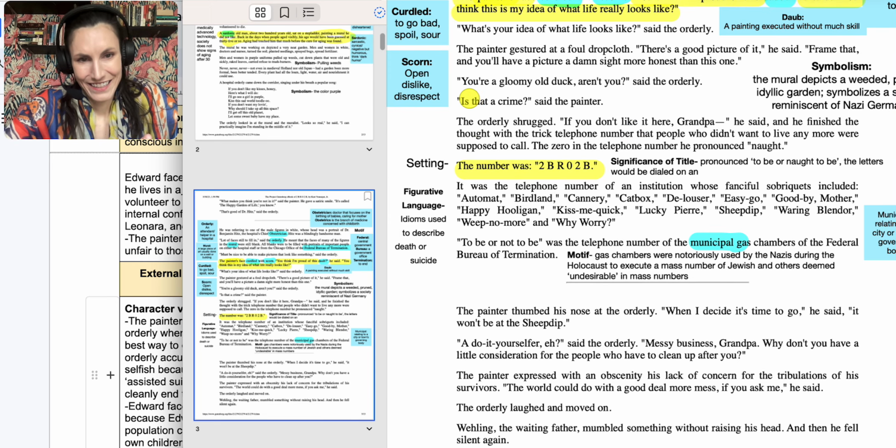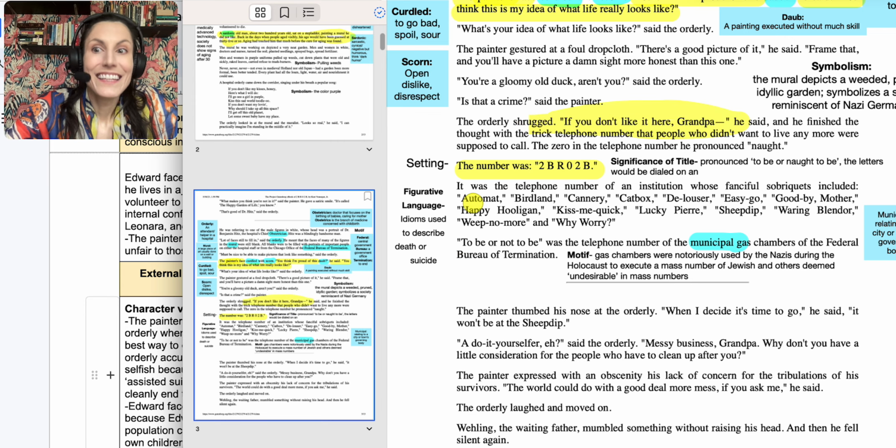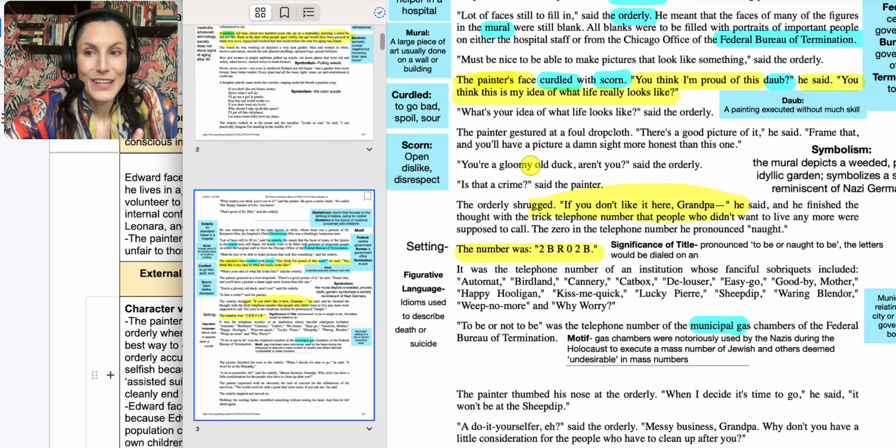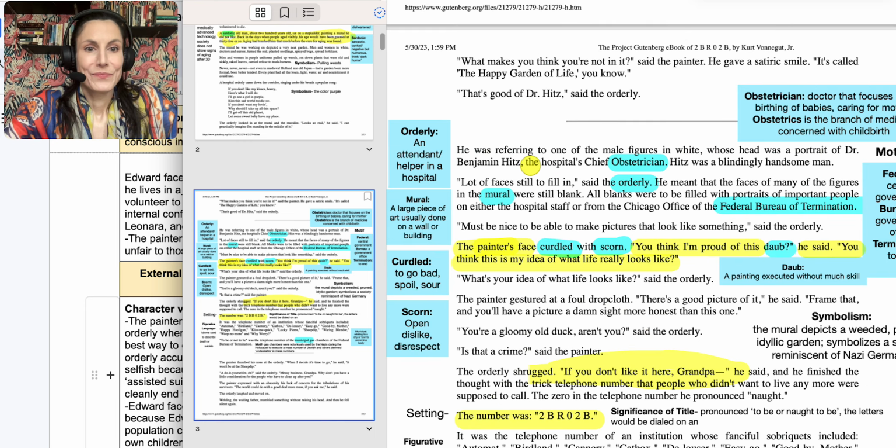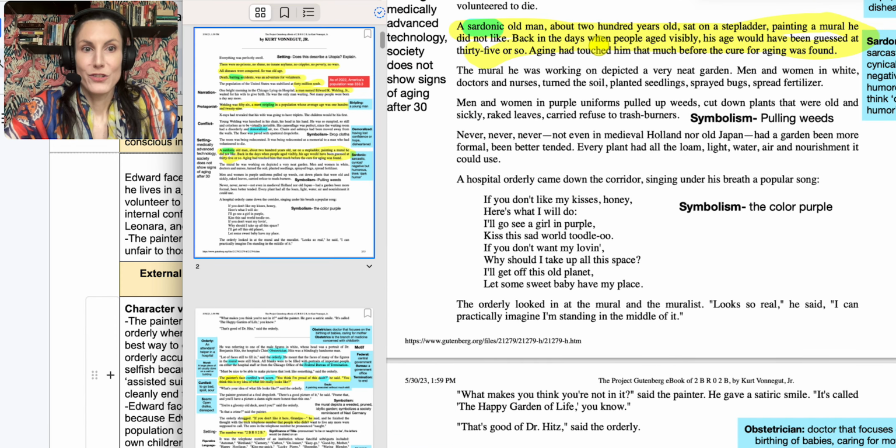And then basically the painter says, "If you don't like it here, Grandpa, call these numbers and kill yourself," which is obviously not nice. Now, remember the painter too. He is old enough that people can tell that he already aged a little bit. He said he was 200, back in the days when people aged visibly, and his age was going to be guessed. So he's 35. That means people look younger than 35. So everyone in this world would just stop aging in their 20s.